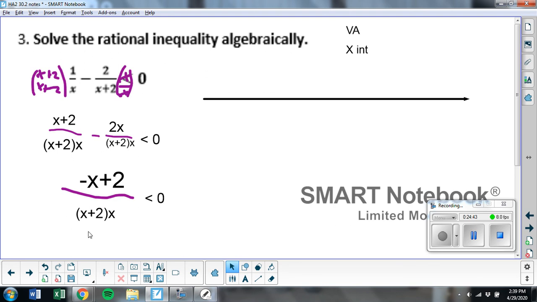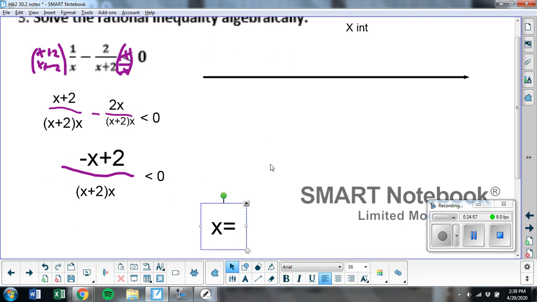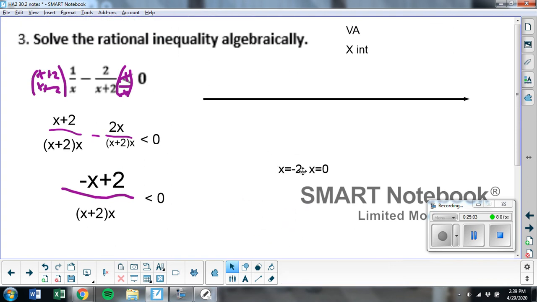What are my vertical asymptotes? Notice these don't cancel. This one has a negative x, this one doesn't. So no holes. Vertical asymptote is going to be -2 and 0. If I set this equal to 0, x can't be 0. So x equals -2, x equals 0. Those are my vertical asymptotes.